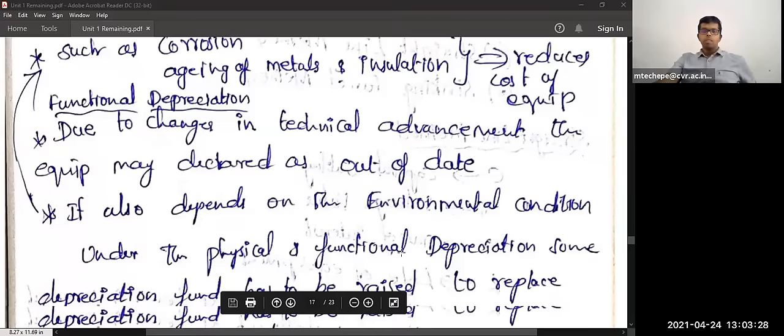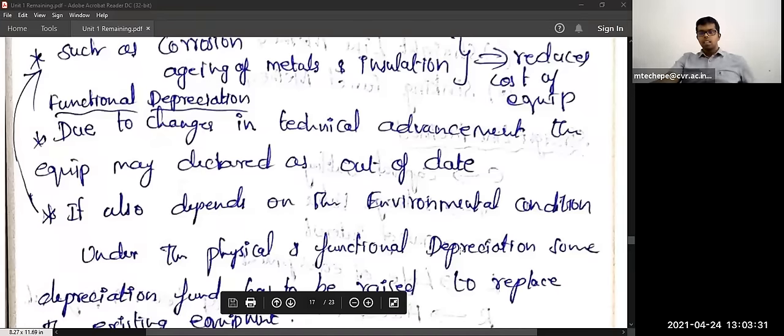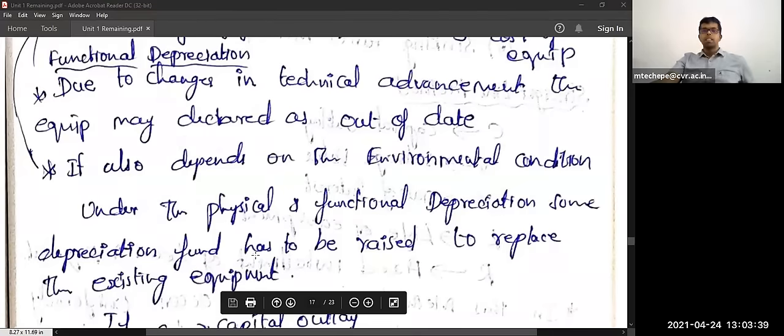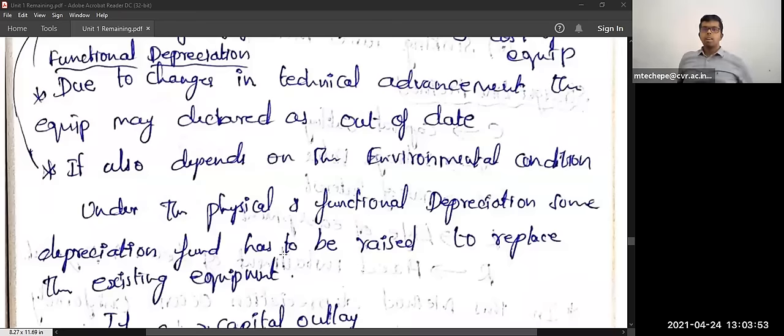It also depends on the environmental condition, under which physical and functional depreciation occur. Some depreciation fund has to be kept to replace the existing equipment. If the power plant, substation or power station is located in, say, the northern hemisphere, where ice formation might be there, you may have to go for an outdoor substation, and also transmission lines.